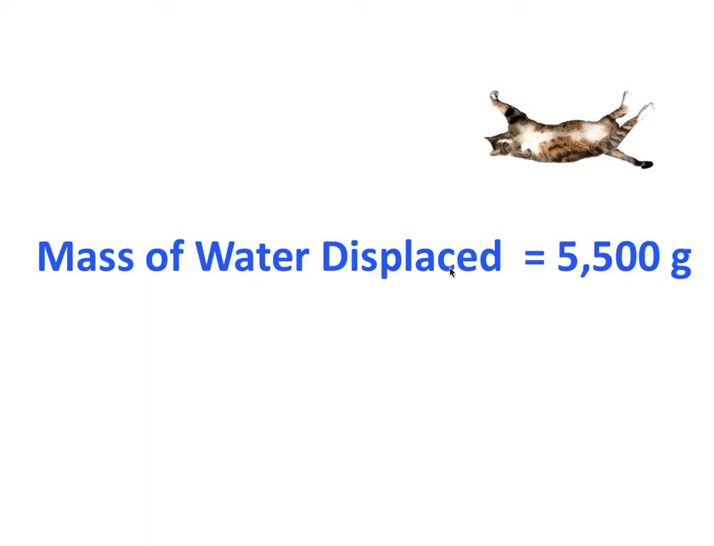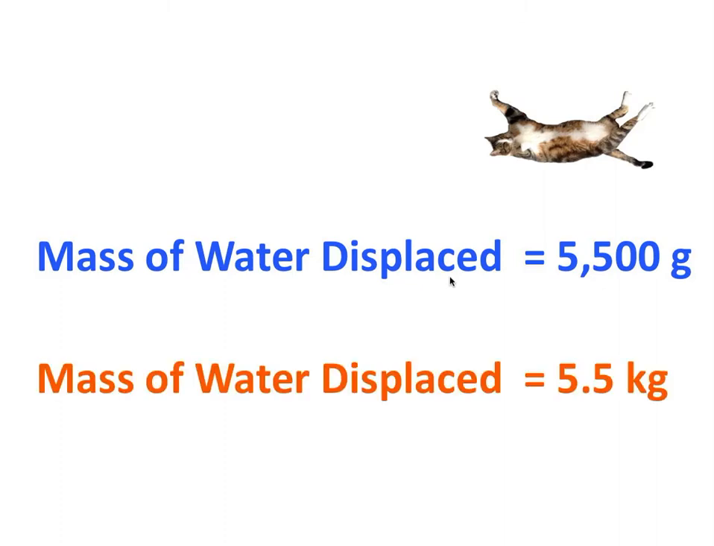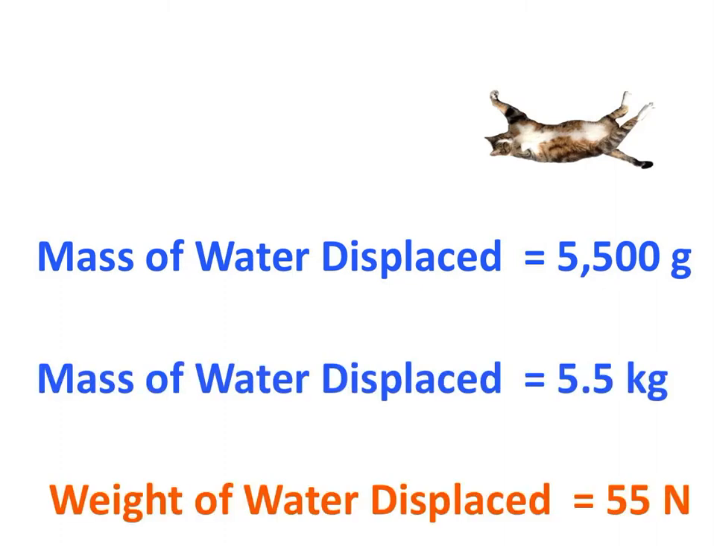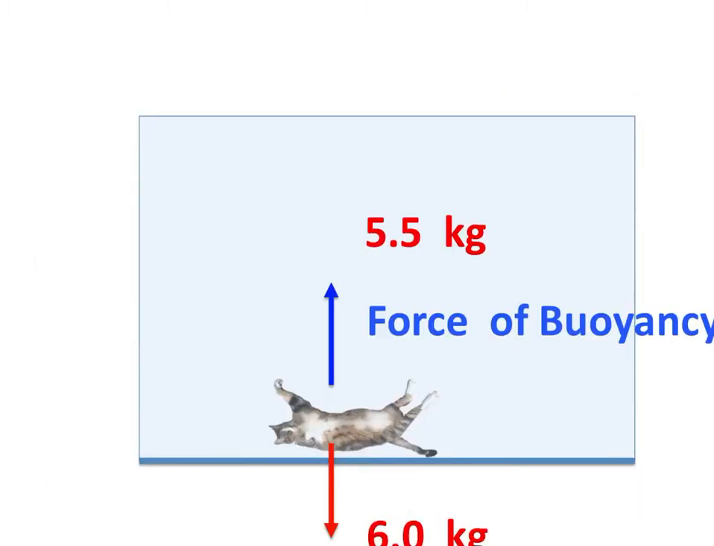So the mass of water displaced is 5,500 grams, which, of course, if we change that to a force in newtons, would be the force of buoyancy. So it's 5.5 kilograms, or if we talk about that force, it's 55 newtons. So now when we look at the comparisons here, it's 6 kilograms down, and 5.5 kilograms up, or we could do it in grams, but we'll go to the newton numbers.